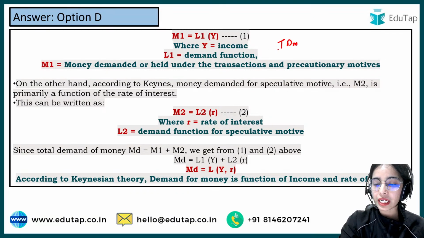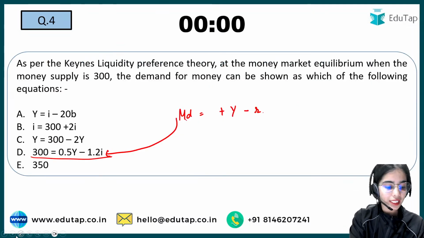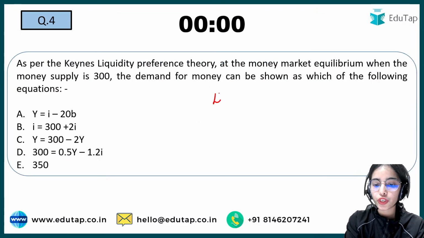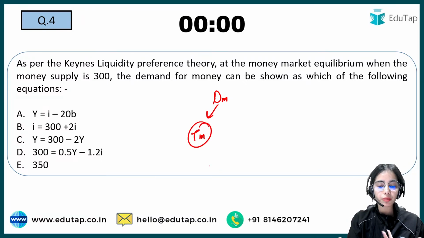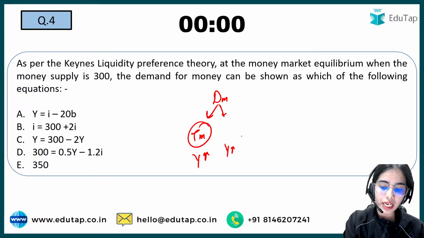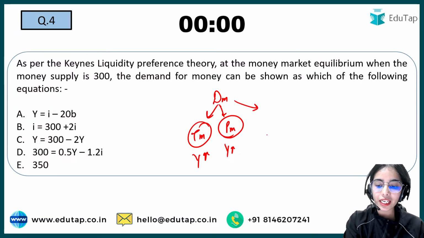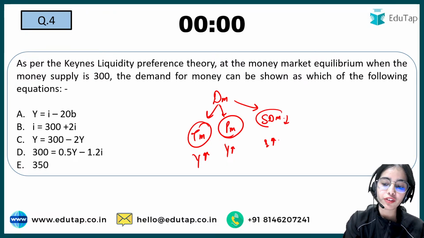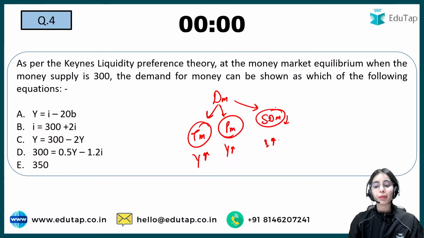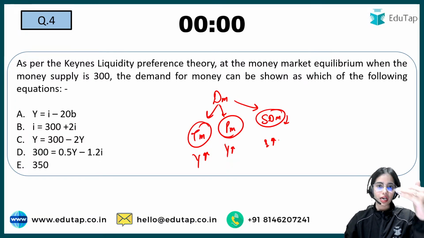transactional demand for money, Keynes believed that there are three motives to hold money. You demand money for the transactionary motive, that is for the transaction purpose. So if your income is high, you will want to hold more money for transaction purposes. If your income is high, you will want to hold more money for the precautionary motive. And if your rate of interest is high, you will want to hold less money for the speculative demand of money, because at a high rate of interest you would rather invest.